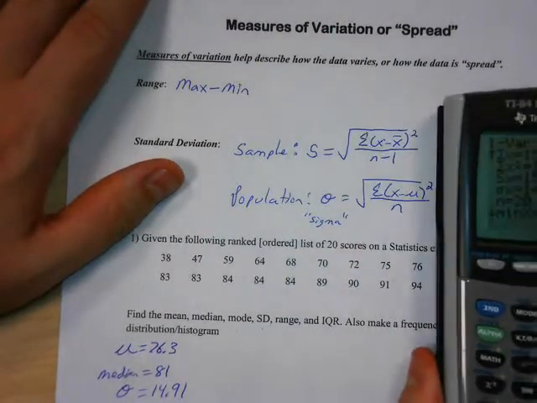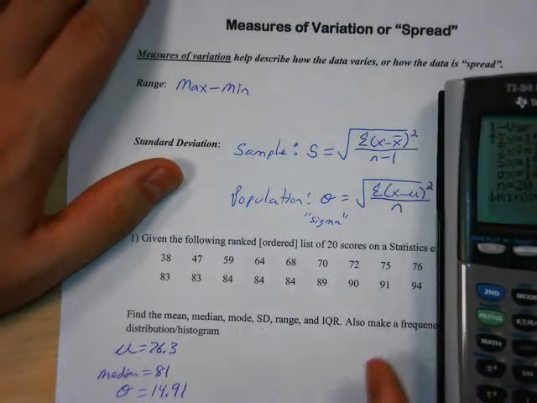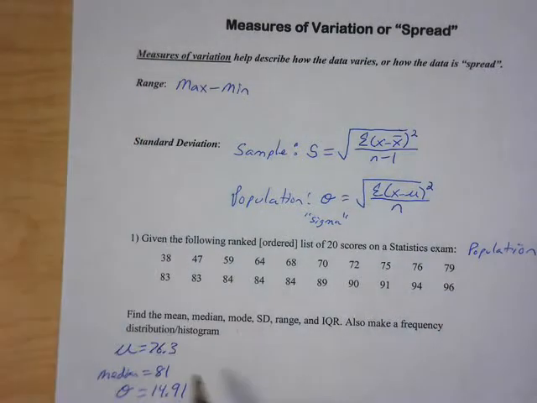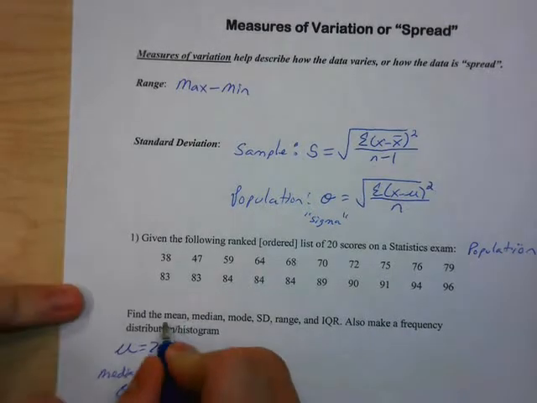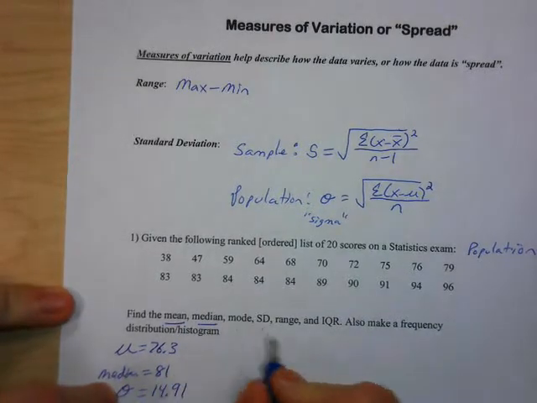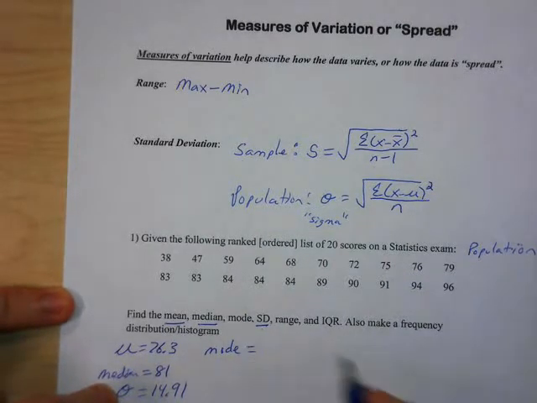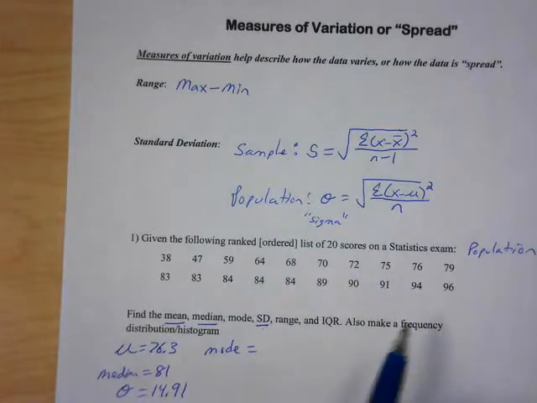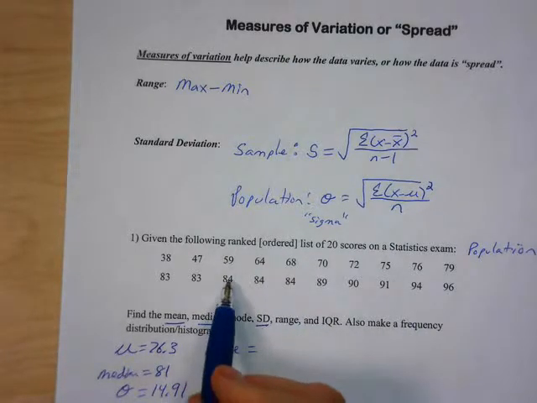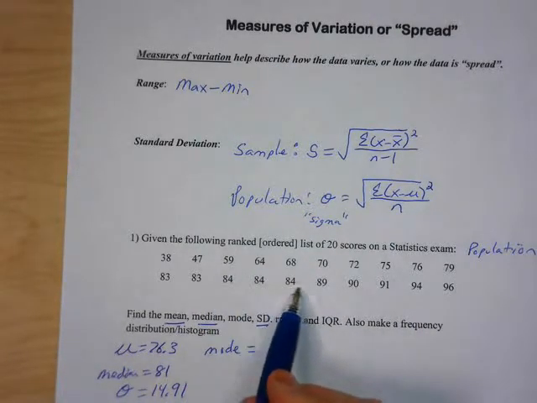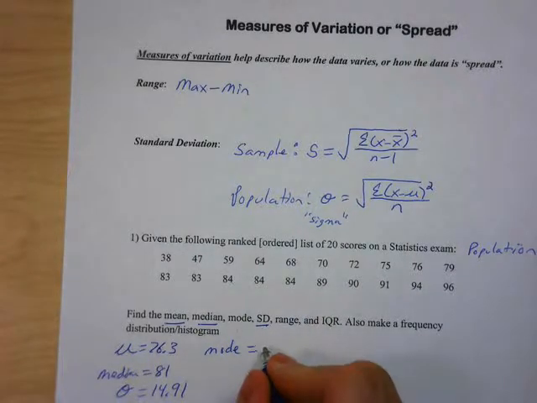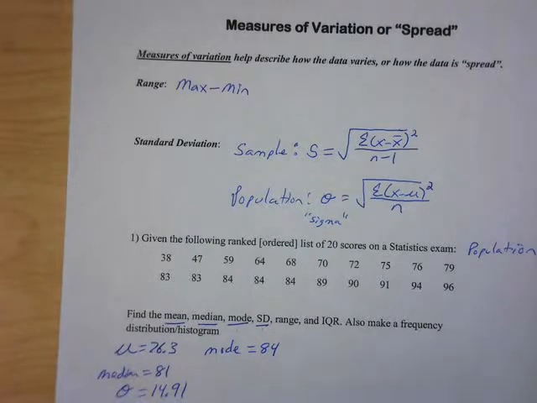Okay, so all the other things we can just find from our data set. We have the mean, we have the median, we have the standard deviation. To find the mode, well, the mode is the number that occurs most often. It looks like 84 occurs 3 times, which is more than any other number. So the mode is 84.